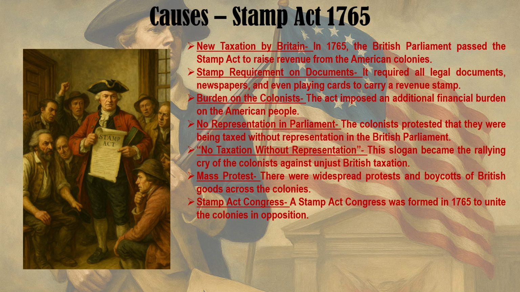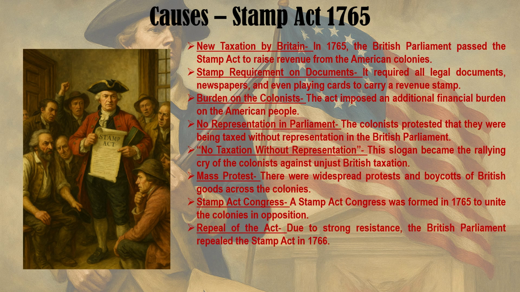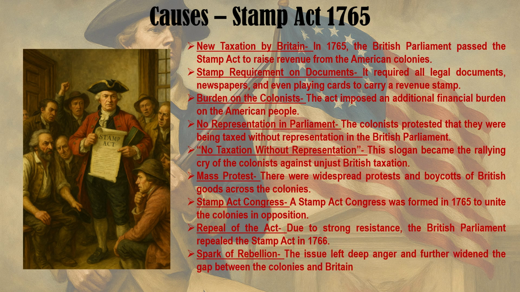So now the colonies are also forming a union against the British government, and that was in the form of the Stamp Act Congress. Due to strong resistance, the British Parliament repealed the Stamp Act in 1766. So, at last, the British government agreed to the demands of the American colonies, and they repealed the Stamp Act in 1766. The issue left deep anger and further widened the gap between the colonies and Britain.